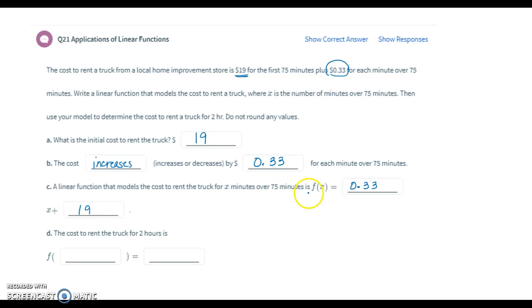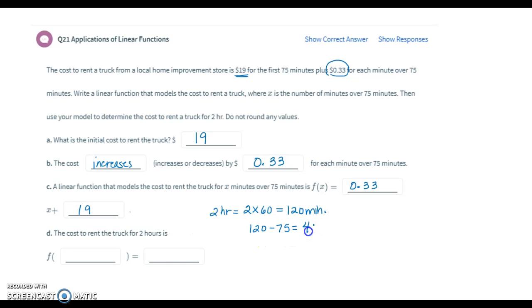Now understand in this model that x is a number of minutes over 75 minutes. So when we need to find the cost to rent the truck for 2 hours, well, 2 hours is 2 times 60, which is 120 minutes, right? So we need to figure out how many minutes over the 75 we will be using the truck. So 120 minus 75, and what is that? 45.